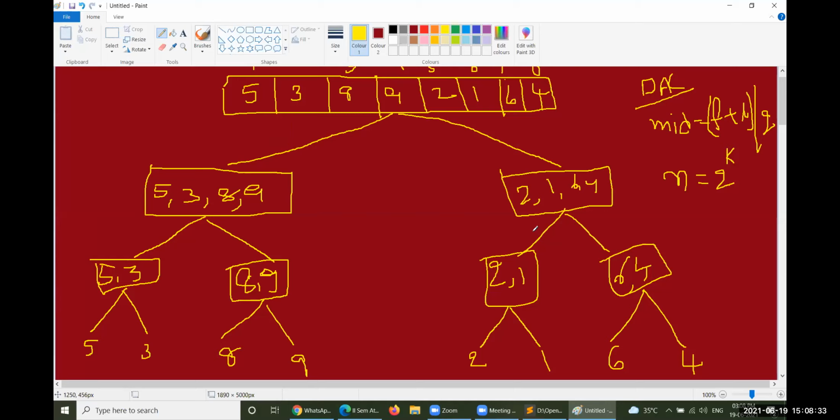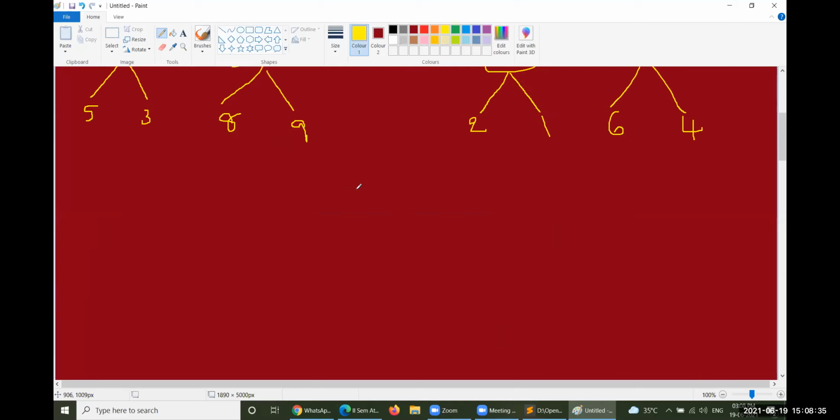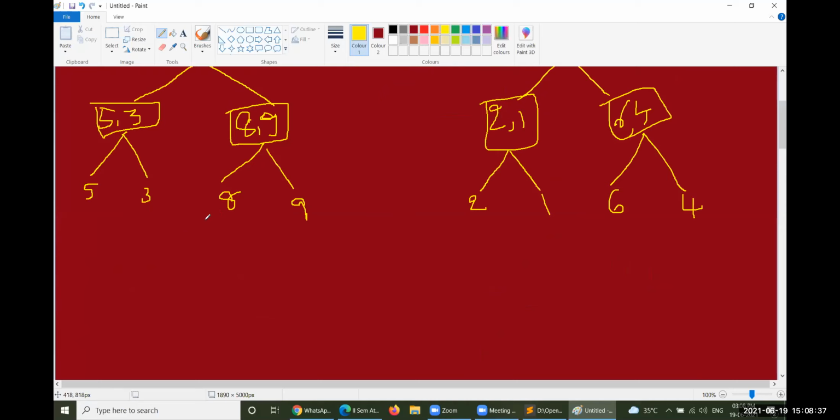Apply merge. Then how is the merge going to happen? Before applying the merge, if you take a single element here, this is one element, and here also this is one element. If you have only one element to sort, it is already in sorted order.